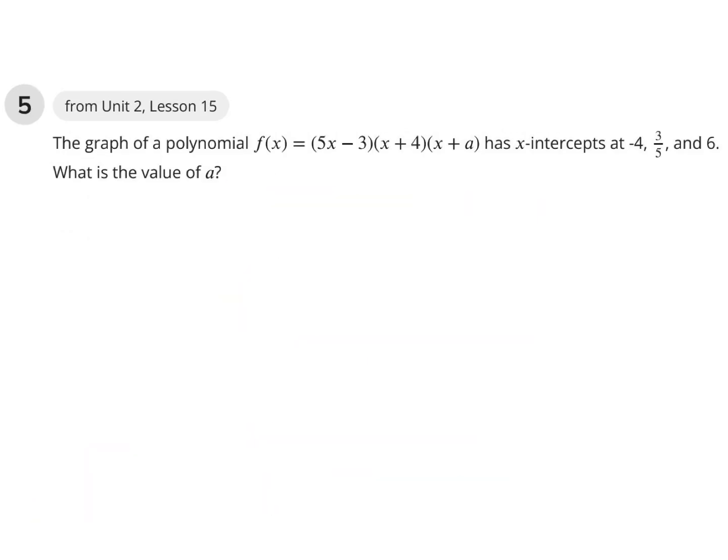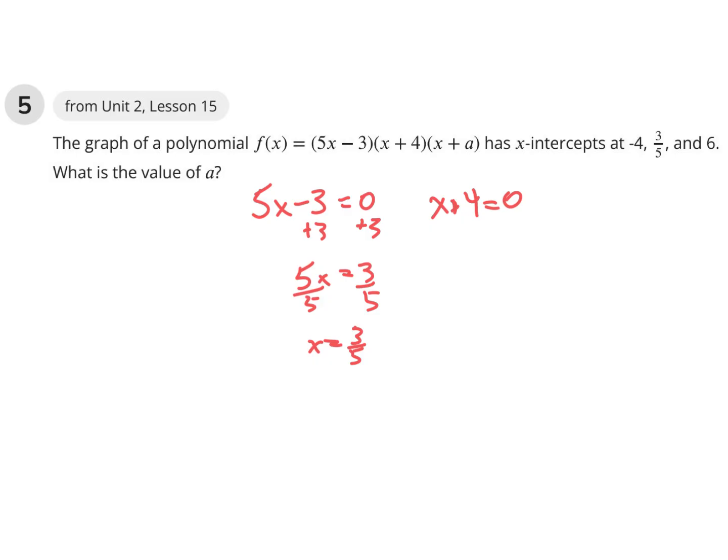Okay, so now this goes back to polynomials. The graph of the polynomial 5x minus 3, what you had to do is set each factor equal to 0, and when we add 3, we get 5x equals 3, divide by 5 on both sides, x equals 3/5. We set x plus 4 equal to 0. Subtract 4 from both sides, x equals -4. And then we set x plus a equal to 0. Subtract a from both sides, x equals -a.